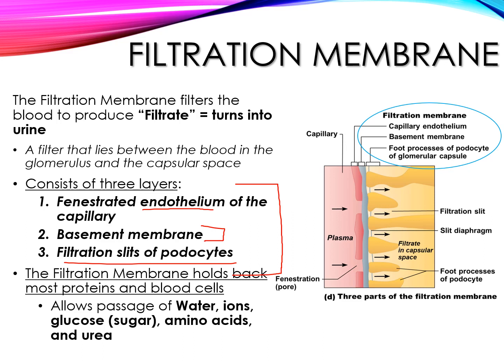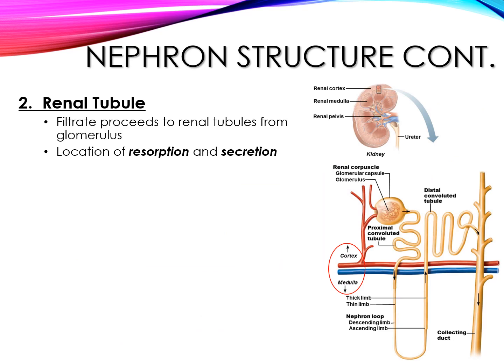Okay, so essentially why we have this filtration membrane is so that we filter what we want to come out. We try to let through water, ions, sugar, amino acids, but the big thing is that waste, right? So we want to get that urea out of here. But you hold back things that we want to keep for sure, like our blood cells and our proteins. We don't want to get rid of those. They're going to stay in the capillary, right? So they're going to stay in the arterioles.